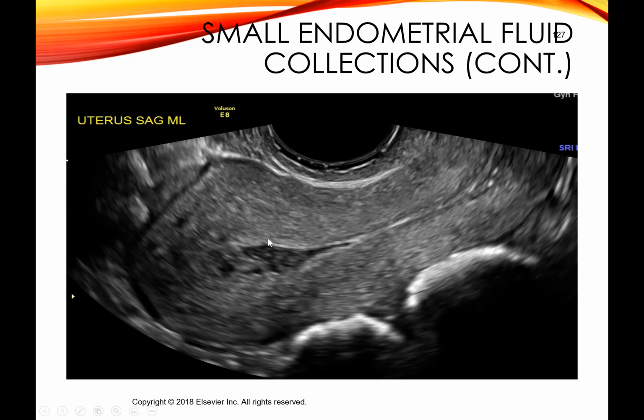This patient could have endometritis if they're having pelvic pain and some of those clinical symptoms. They could just have gotten done bleeding. Sometimes when you're still in your menstrual cycle, your endometrium can appear like this. That's why it's important that you ask when the last menstrual period was.